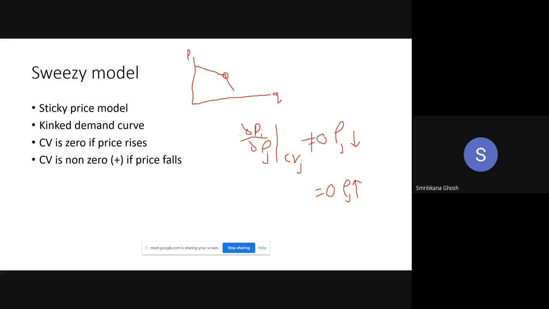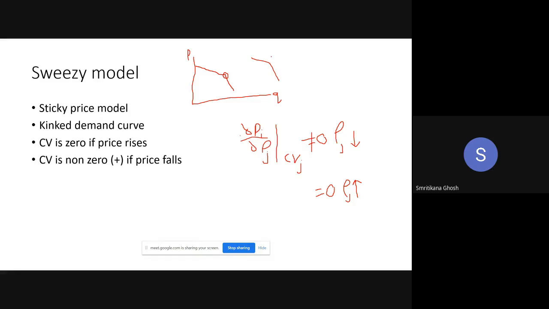Yes, ma'am. So that is why for any price higher than the given price, my demand curve is flatter, that is elastic. And for any price lower than the given price, my demand curve is relatively inelastic, that is steeper. So this is why my demand curve is a kinked demand curve. The demand curve is like this. So it's a kinked demand curve.